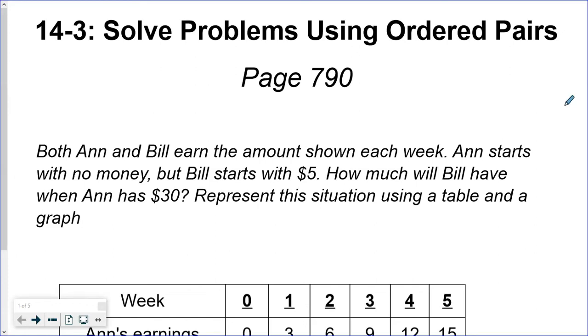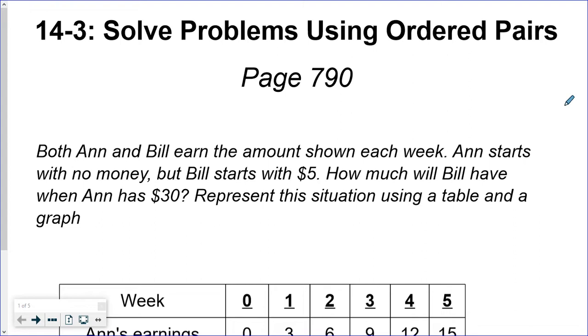Today we're taking a look at chapter 14, lesson 3, which is entitled Solve Problems Using Ordered Pairs. Our lesson for today is going to begin on page 790. The last couple of lessons we've talked about how to put ordered pairs onto a coordinate plane. So this lesson is going to talk about how there are some ordered pairs already on a plane, and we need to figure out what the missing numbers are on that particular plane.